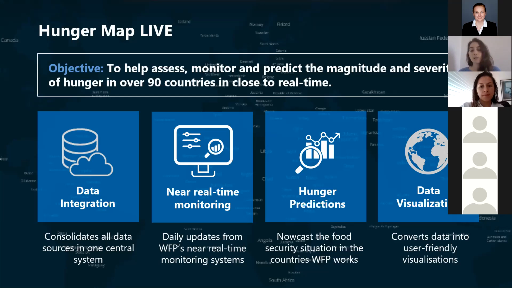And then fourthly, we have a data visualization component on the hunger map. Of course, it's a public website. The first thing that you see is actually the visualization part. This is just to give a broad overview.